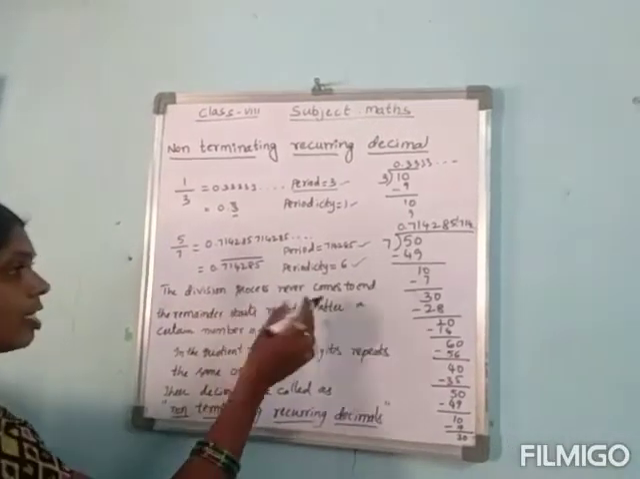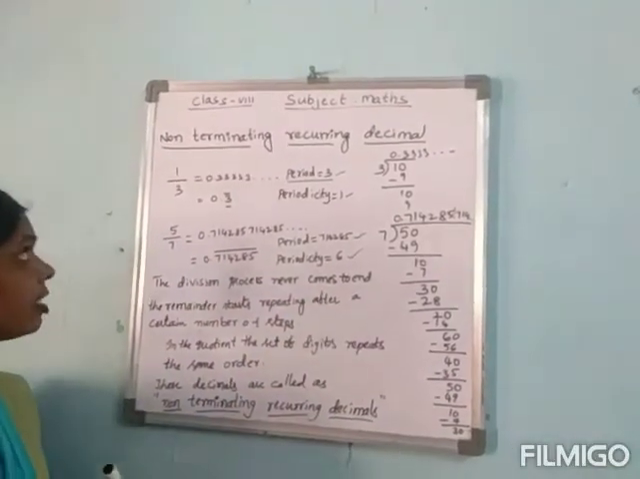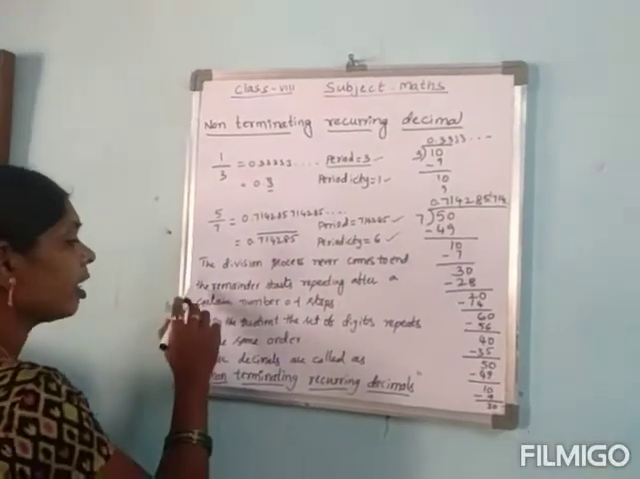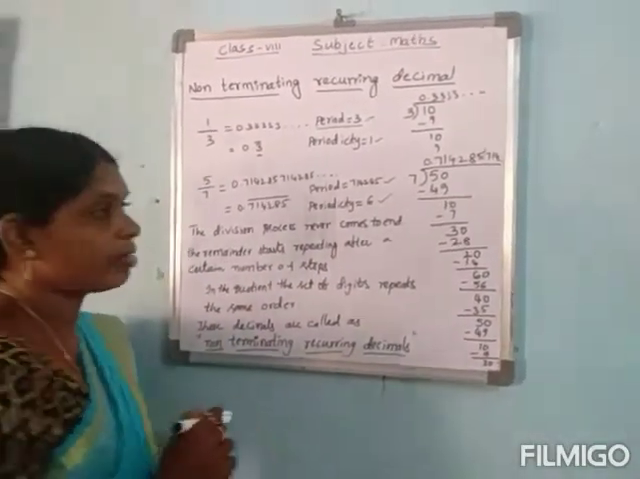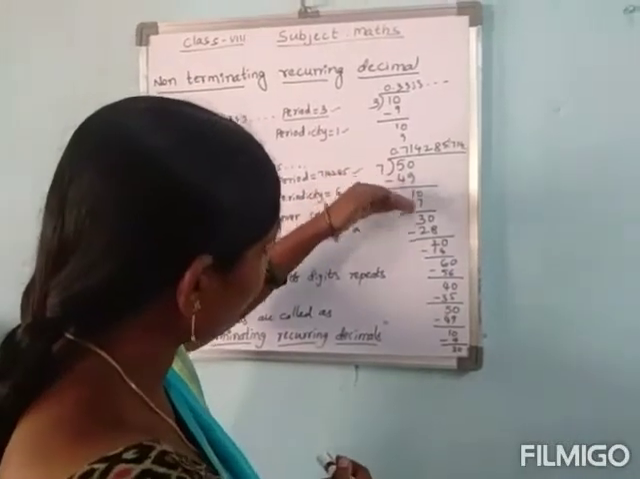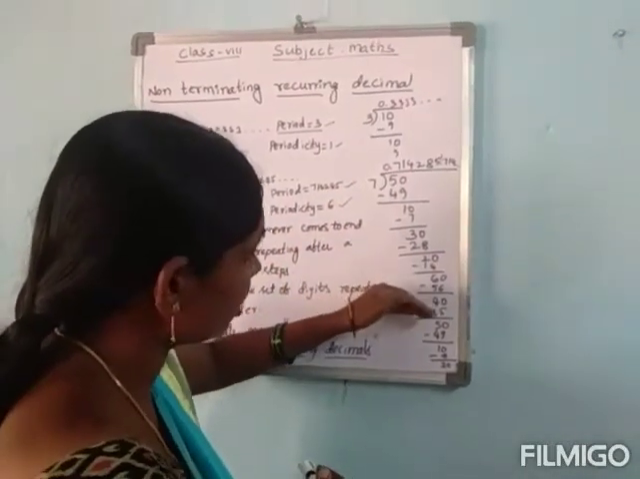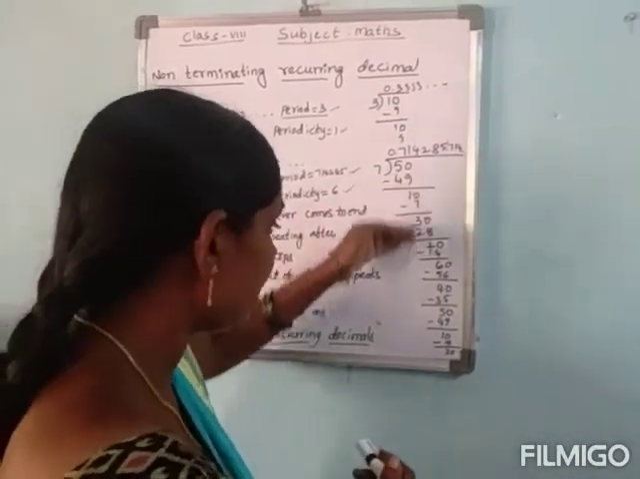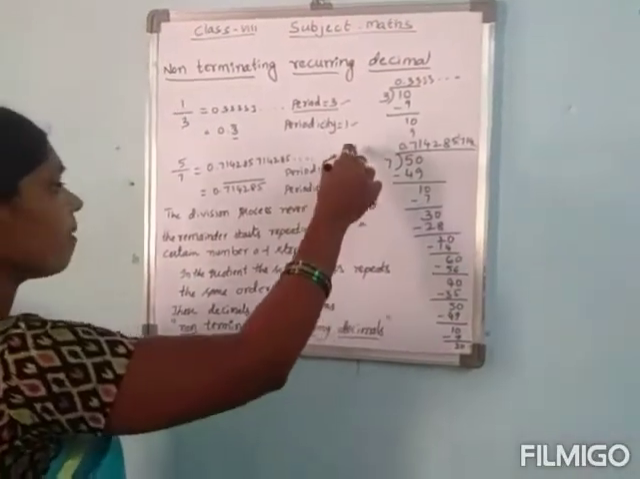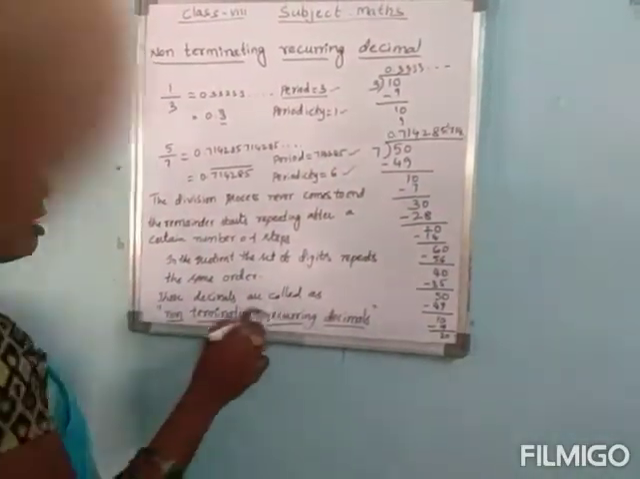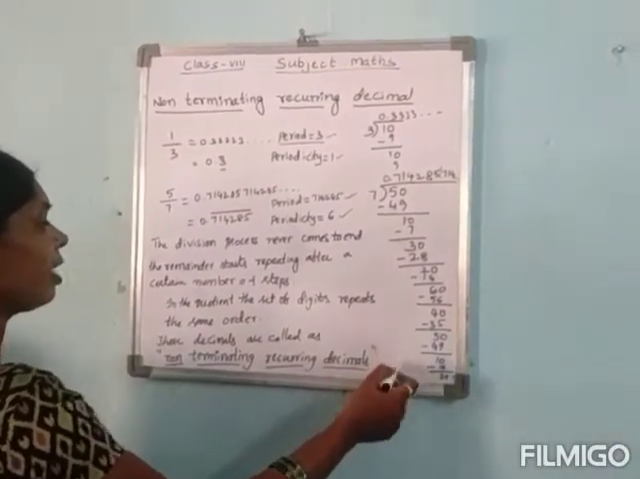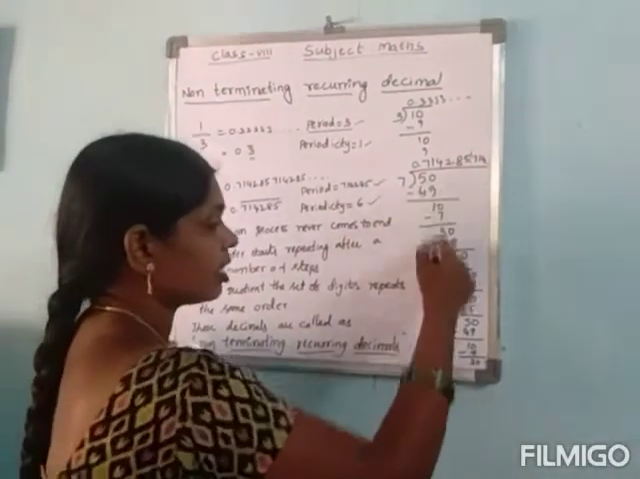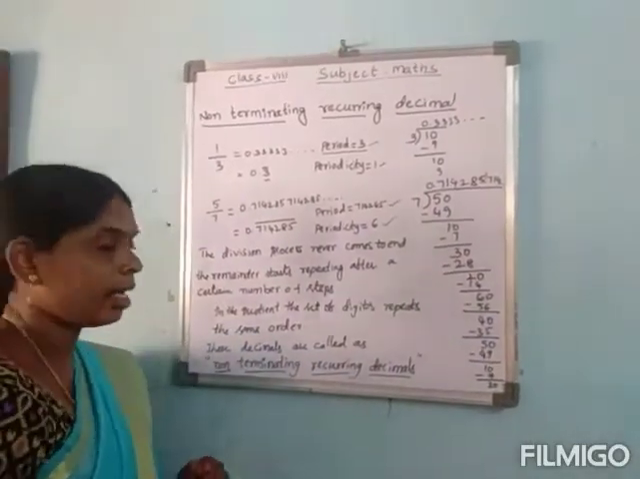The division process never comes to an end in this non-terminating recurring decimal. Next, the remainder starts repeating after a certain number of steps. How many steps here? 1, 2, 3, 4, 5, 6. Six steps after, again the repeating remainder starts here, 5 came. So the remainder starts repeating after a certain number of steps. Six steps after, again it will repeat.